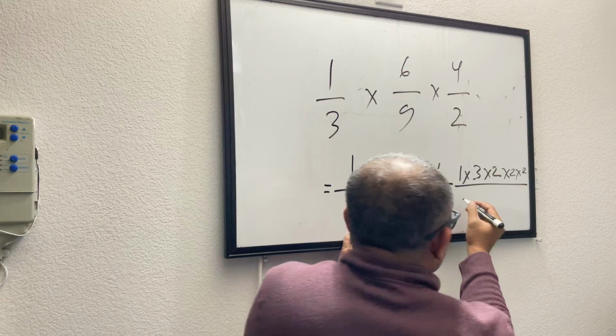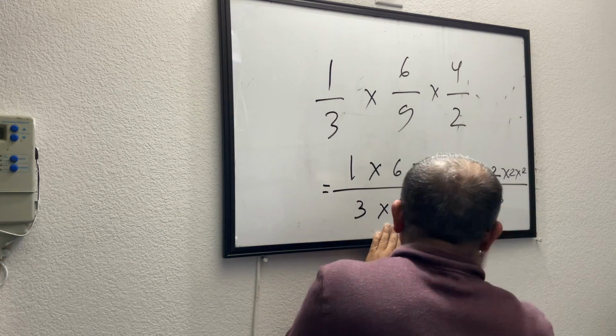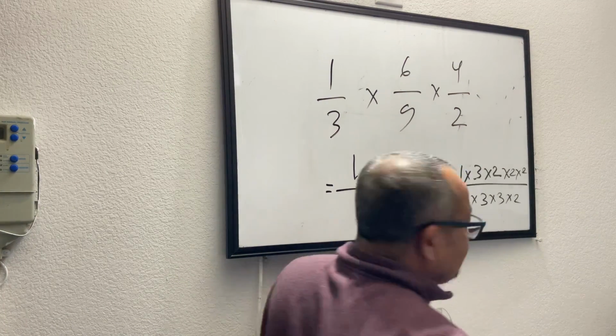Now 3 I will keep as 3. 9 I will break into 3 into 3, correct? 9 I can write as 3 into 3. And 2 I will... Now time to play again.